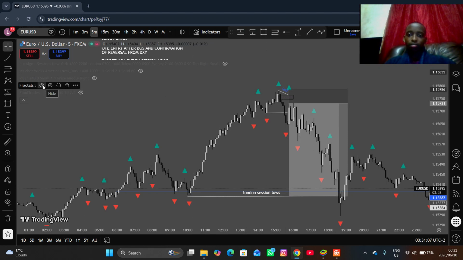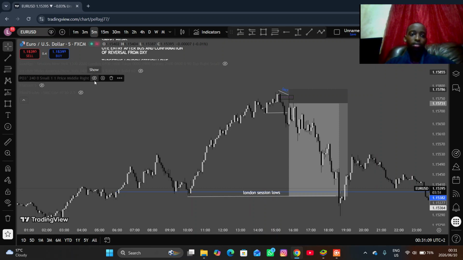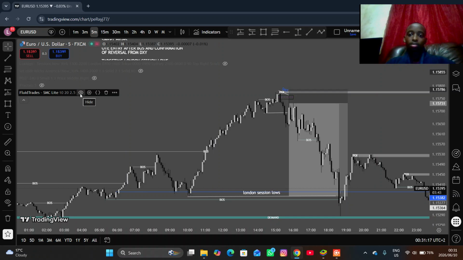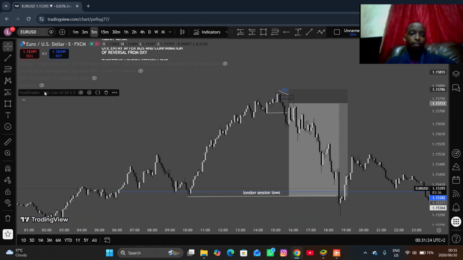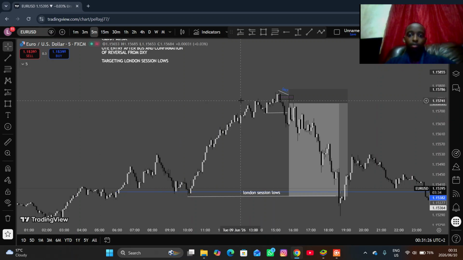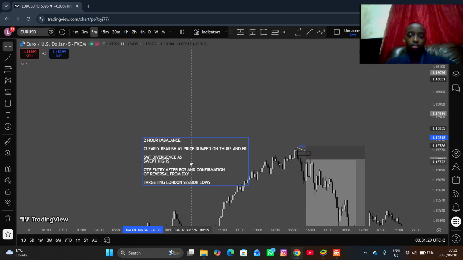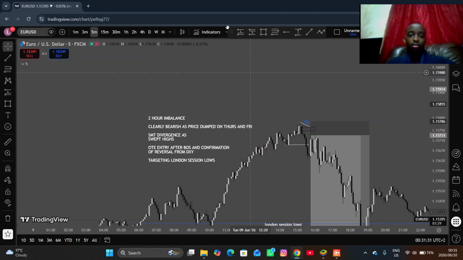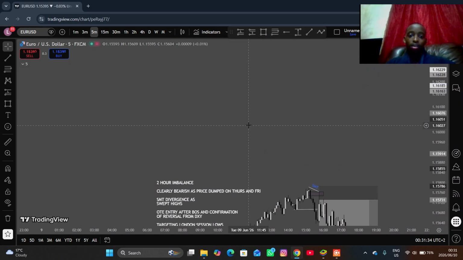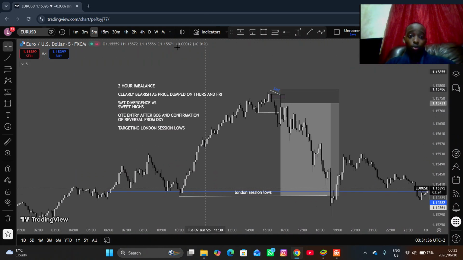I'll indicate the highs and lows of mine. Okay, that looks messy. The PO3 got this through, which obviously showed... I don't know why it says pre-construction there. Let me go back to the list. So firstly, there was a 2-hour imbalance. We were clearly bearish as price dumped on Thursday and Friday, especially on Friday.